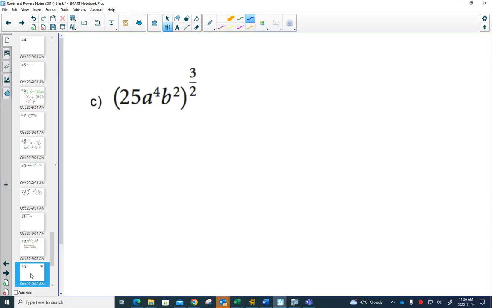Here's a fraction. Here's one that you couldn't write out. Okay, so I would have 25 to the 3 halves, a to the 4 to the 3 halves, b squared to the 3 halves. So I would need to multiply the 3 halves into the exponents of each one.